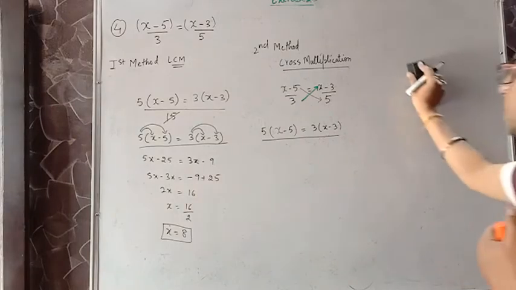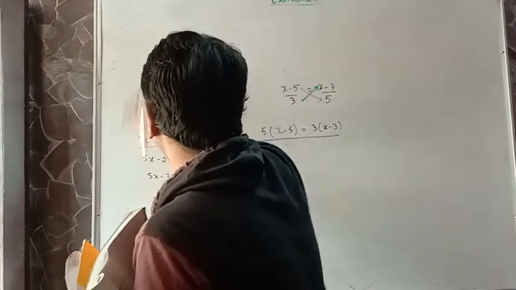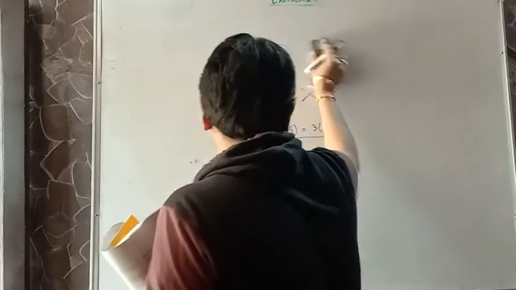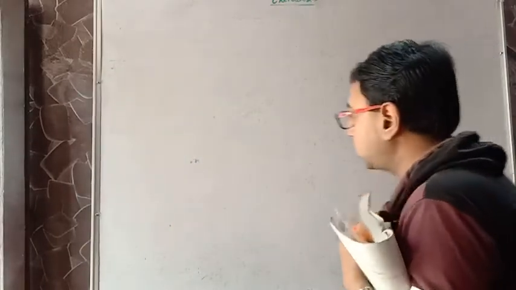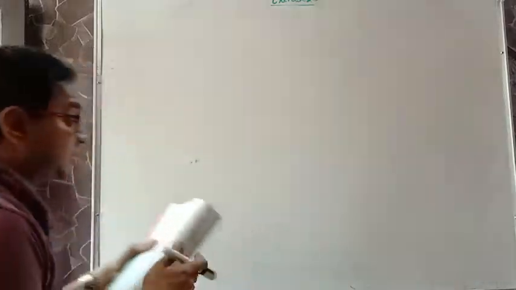Question number 5. Question number 5 is important from a conceptual point of view, because normally students do commit errors in this question while solving. Normally they do. That's a reality. They'll do it. So question number 5.